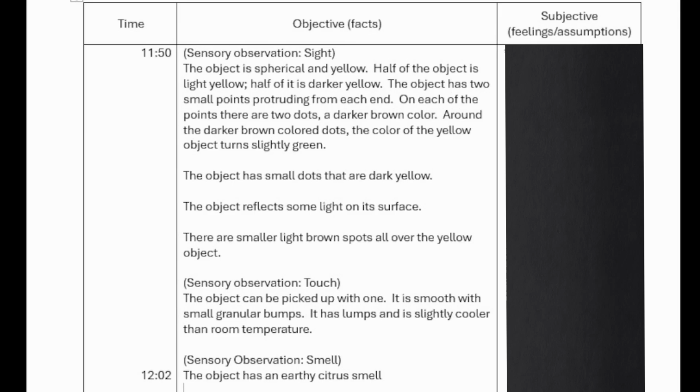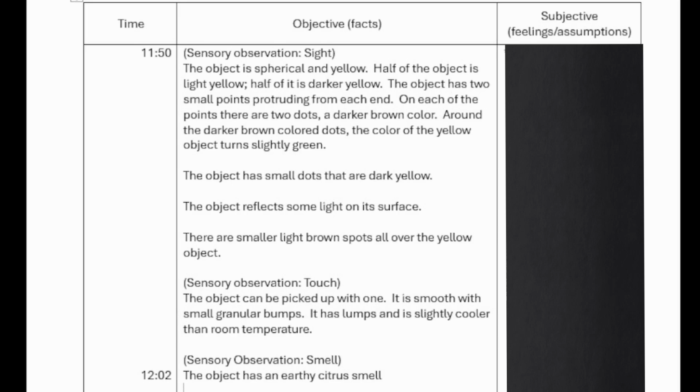So that was my observation of sight right there, right? But I'm also allowed to touch it. So this is what I wrote about my sensory observation for touch. And I said the object can be picked up with one hand. Oh, I'm missing the word hand there. The object can be picked up with one hand. Now this is objective, where before it was subjective, right? I couldn't touch the object that I saw before, so that was subjective. But here I'm actually picking it up with one hand. So this is an objective observation.